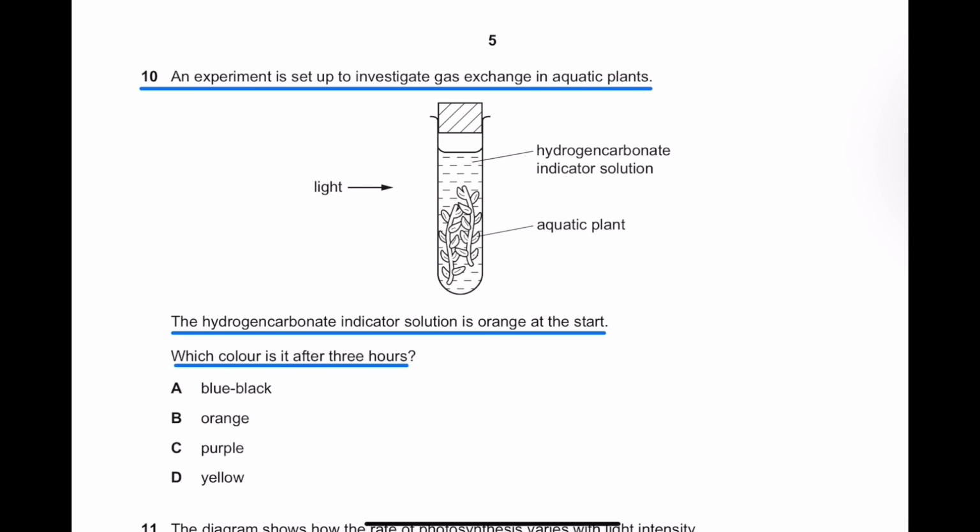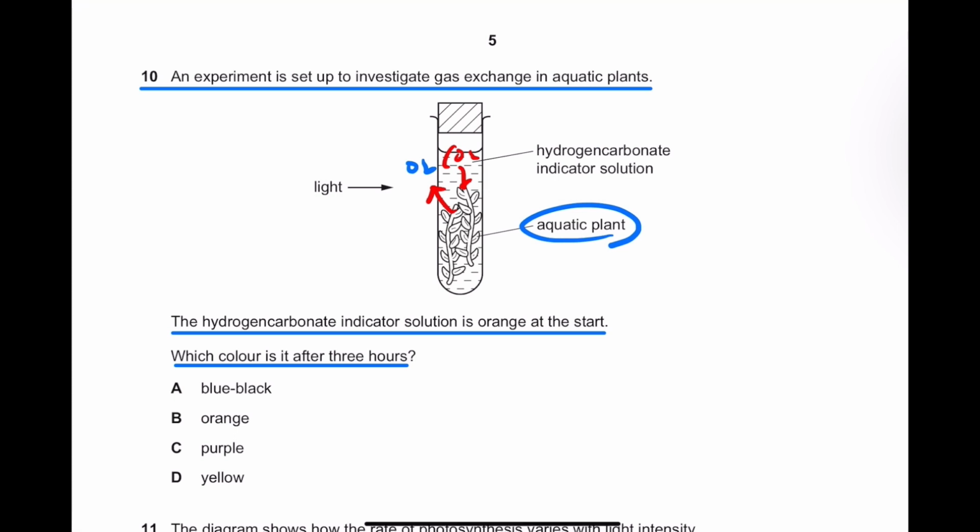So, hydrogen carbonate indicator is used in this question, in this experiment. And the aquatic plant is, of course, the plant that can live in the water or underwater, and it can photosynthesize in the water as well, which means it will use CO2. So it's gonna suck up this CO2 and use it for the photosynthesis. It produces oxygen in return and glucose molecules as well.